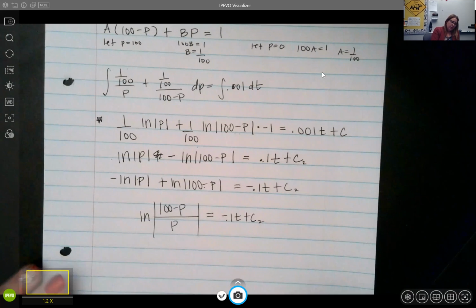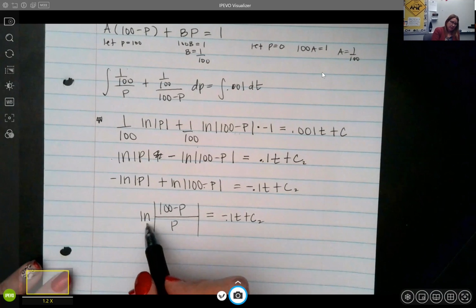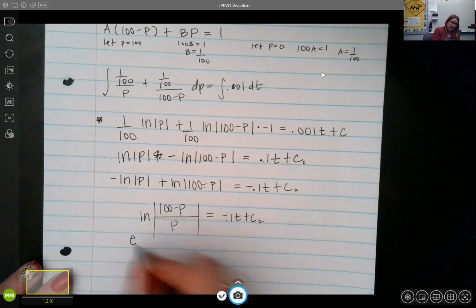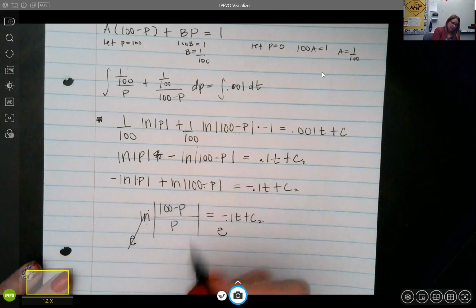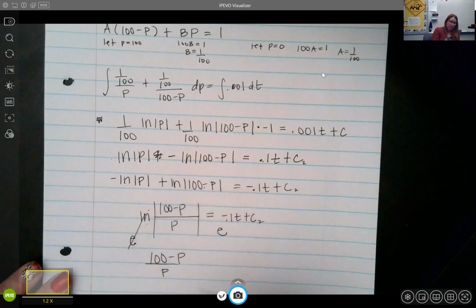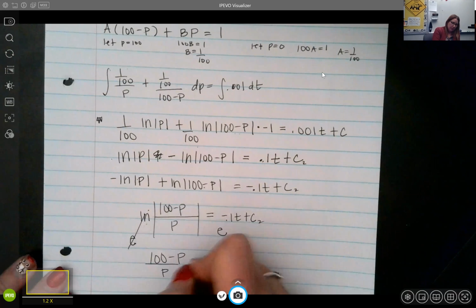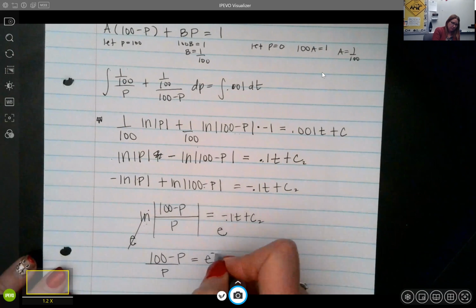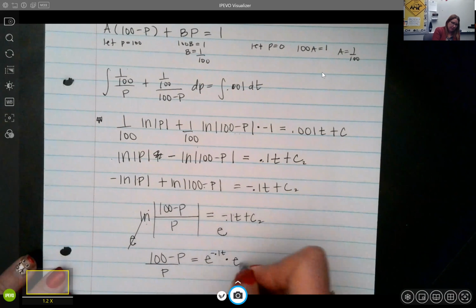All right, so now I need to get rid of the ln. To get rid of ln, I do e to both sides. When I have an e and an ln, it crosses off. So this is just going to be (100 minus p) divided by p. This is going to be e to this times e to this.